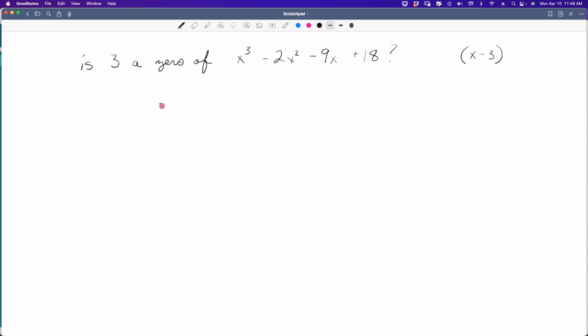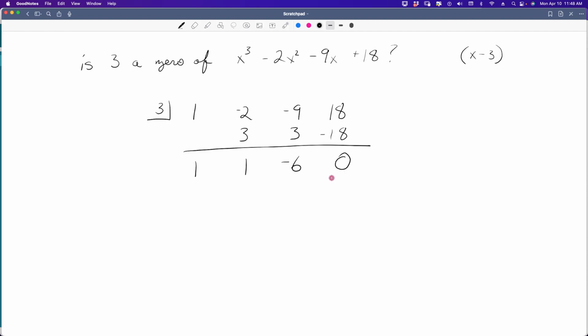So we're going to put positive 3 in here, and then we're going to pull down our coefficients 1, negative 2, negative 9, and 18. And now we're going to draw our line. We're going to bring down our first term. And now we multiply. 3 times 1 is 3. That's going to give us a positive 1. Again, 3 times 1 is 3. That gives us a negative 6. 3 times negative 6 is negative 18, and that gives us 0. So the answer here would be yes.